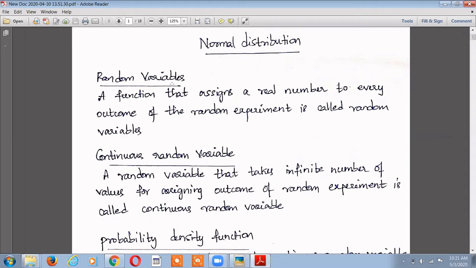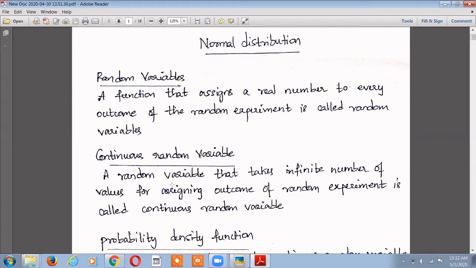The first one is random variable: a function that assigns a real number to every outcome of a random experiment is called a random variable. Basically, the normal distribution is studied on the considered random experiment which has some specific outcomes. To all those outcomes, we assign a real number, and a function that assigns such real numbers we call a random variable. The second one is continuous random variable.